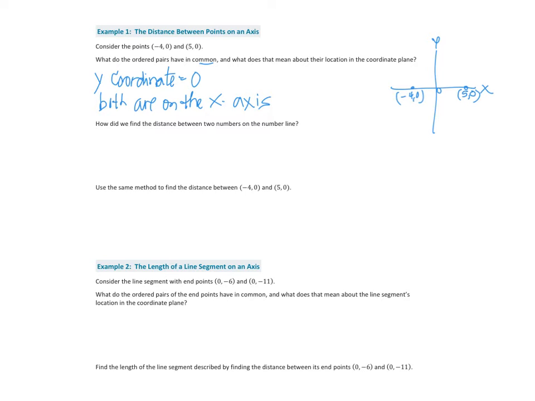So on this number line, here's my 0, and I'm dealing with a -4, and then over here I have a 5. And so the absolute value of this distance is 4. The absolute value of -4 is equal to 4. Okay. Then what is the magnitude? What is this distance? The absolute value of 5 is equal to 5. Boom, got that. So now, how did we find the distance between two numbers on the number line?